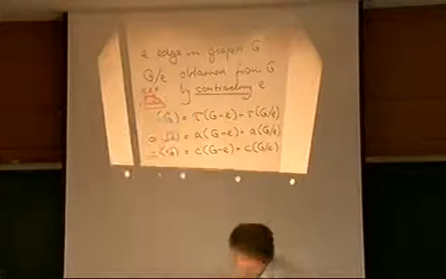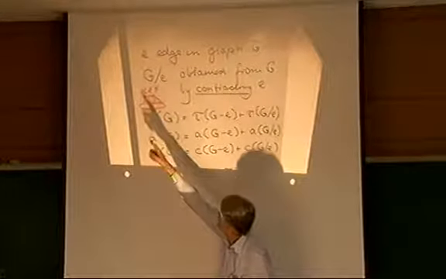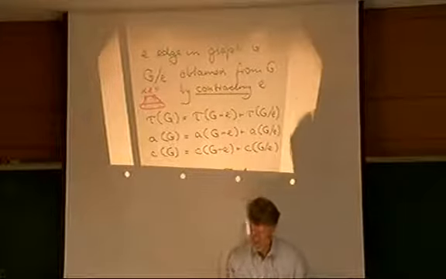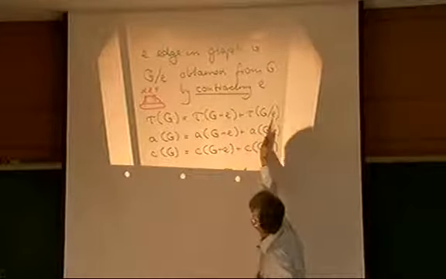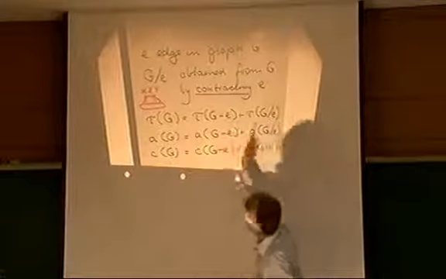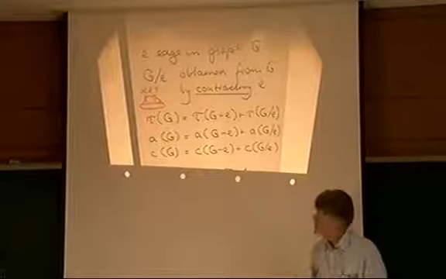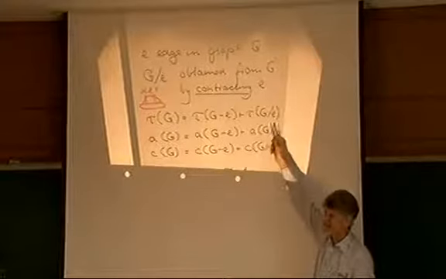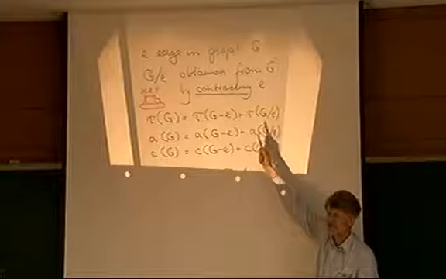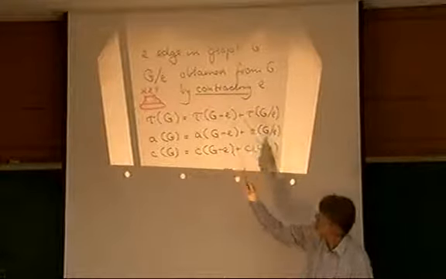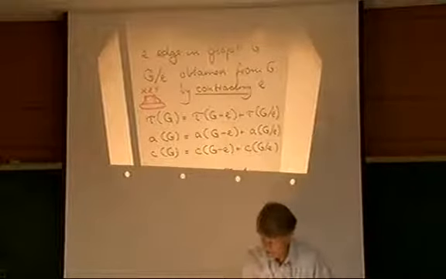So if you have X and Y, that's the edge E. Then contracting this edge E means that you make this into just one point. And then you have this nice recursion formula. And using this, you can compute the number of spanning trees in an arbitrary graph. It will take a long time if the graph has many edges, because this computation turns out to be exponential. But if it's a graph which is not too big, you can do it. It's very useful for small graphs.